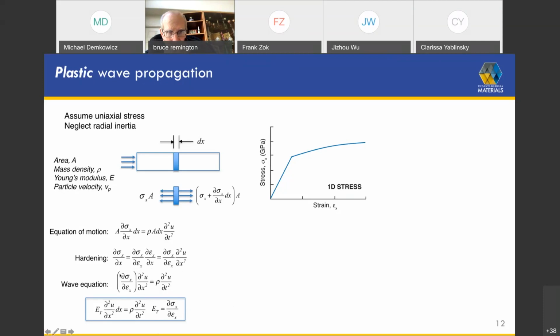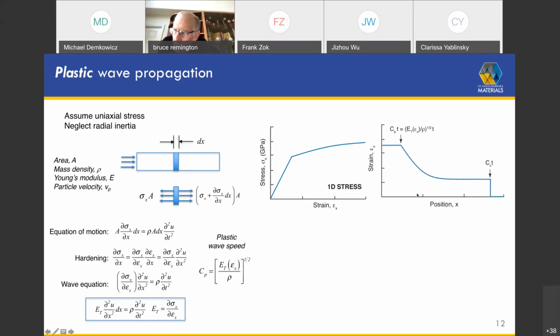Only now the multiplier on u double prime is the instantaneous tangent modulus, d sigma d epsilon. Oh, there's a superfluous dx in here, by the way, that shouldn't be here. And that's going to just be equal to rho times u double dot. Okay? So if you go through this analysis, what you find is that the plastic wave speed is given by the root of the tangent modulus at the appropriate strain divided by rho.